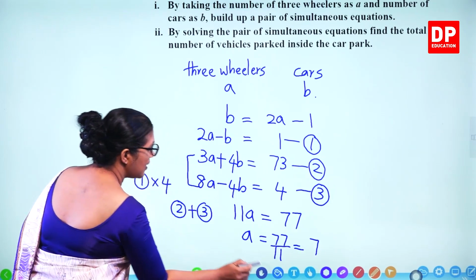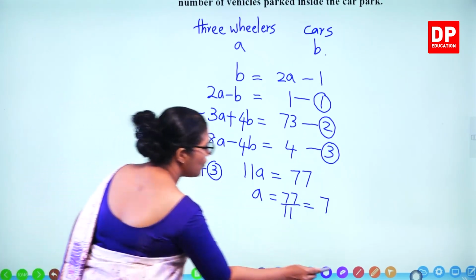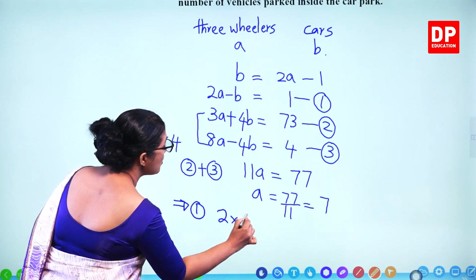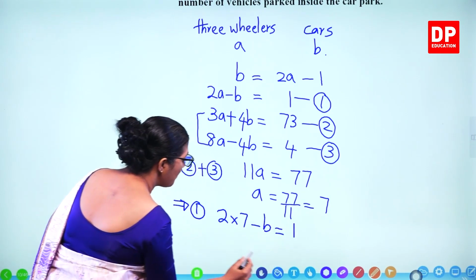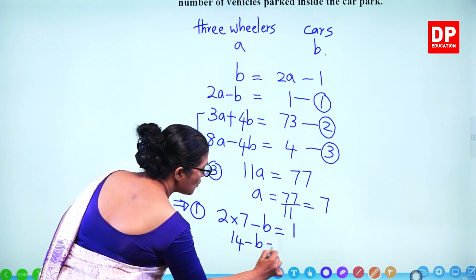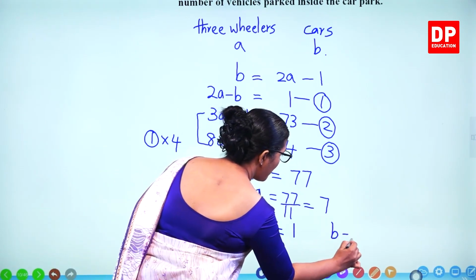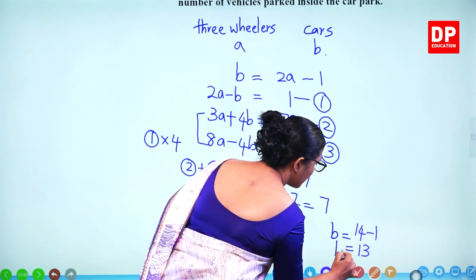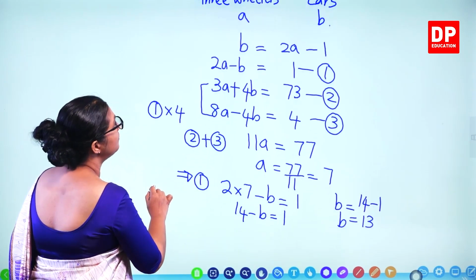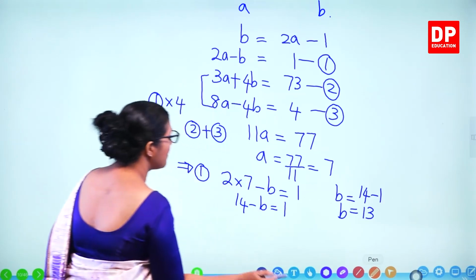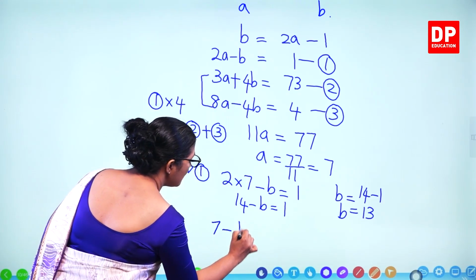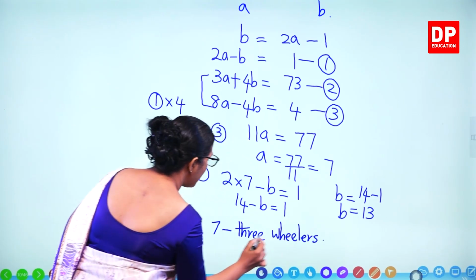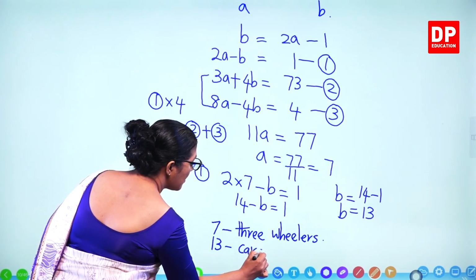So what's A? 77 over 11. A is 7. So substitute to one of the equations. We'll take 1. So 2A, 2 times 7 minus B equals 1. That's 14 minus B equals 1. So what's B? B equals 14 minus 1. That's 13. So what it means? A means three-wheelers. So 7 three-wheelers are there. And 13 cars are there.